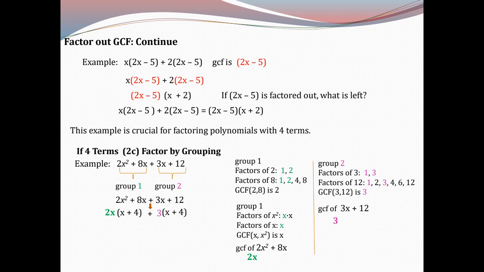Now this x plus 4 is our GCF. So we take out our GCF, and what's left over? All we have left over is a 2x plus 3, and we multiply it. And we have now factored this four-term polynomial. Our factorization of 2x squared plus 8x plus 3x plus 12 is just x plus 4 times 2x plus 3. Okay.